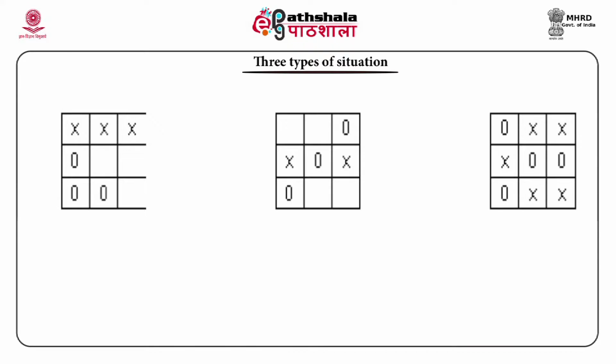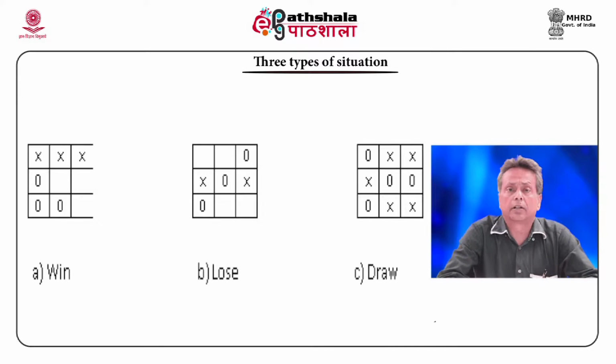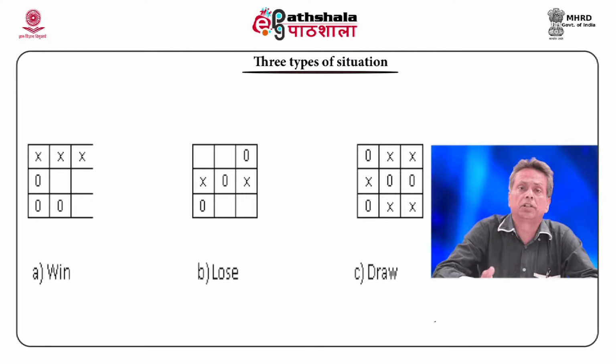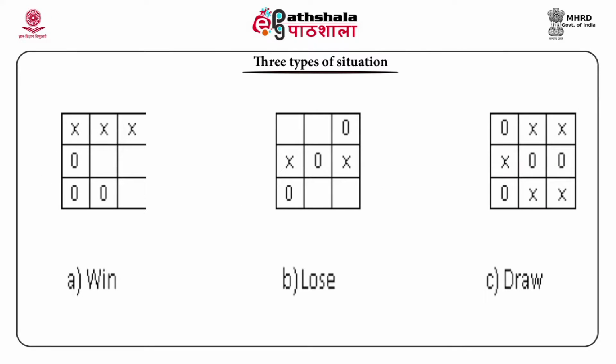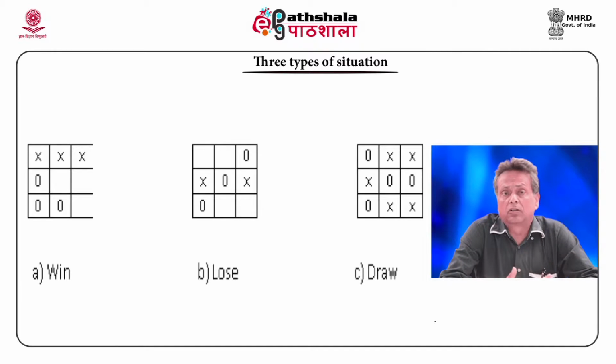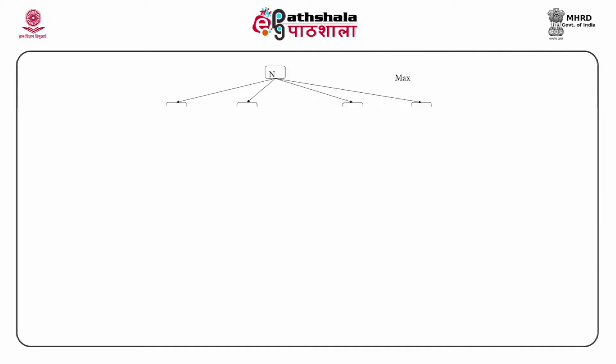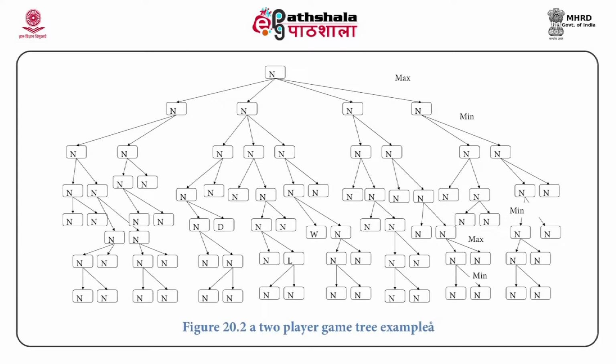We will begin with three types of situation which are the outcomes of Tic Tac Toe. One is winning, the other one is losing, and the third one is a draw. All three of them are shown on the screen, as the three possible outcomes that we have. Based on this, we can draw a search graph or tree as shown in the next slide.